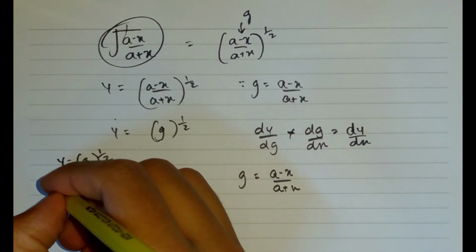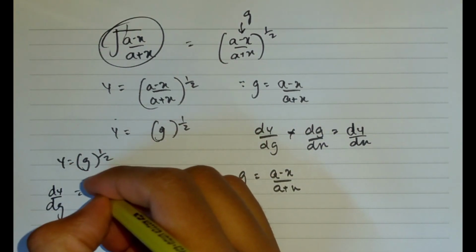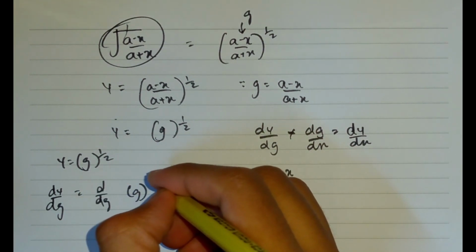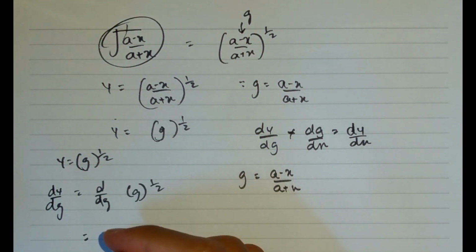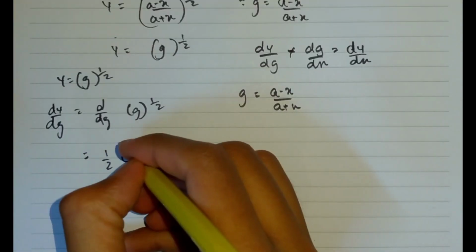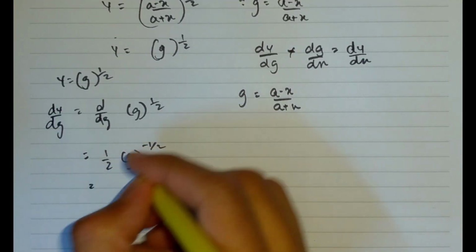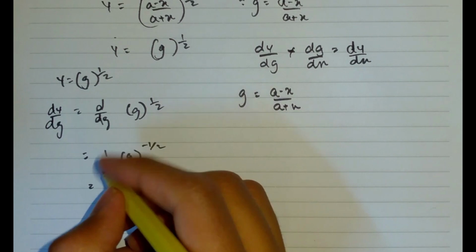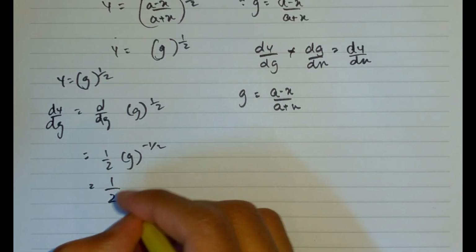First of all, the derivative of y with respect to g, d by dg, g power 1 by 2. So what would be the derivative? It would simply be 1 by 2 g power negative 1 by 2, and I can reciprocate it in order to convert the exponent into a positive one. So 1 divided by 2 g power 1 by 2.